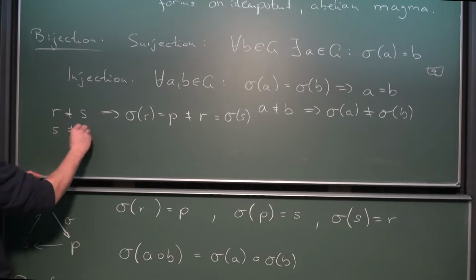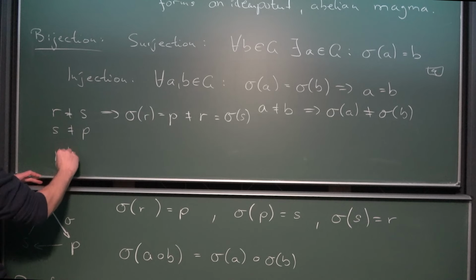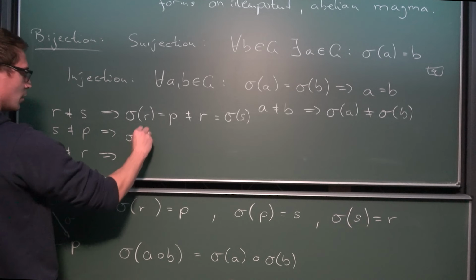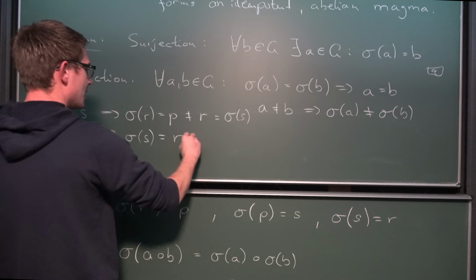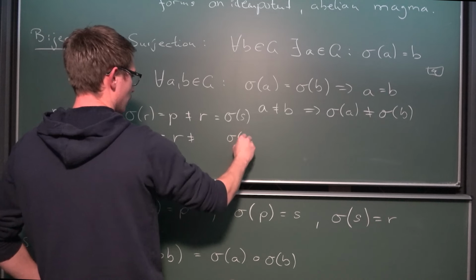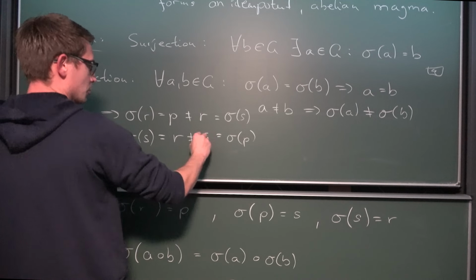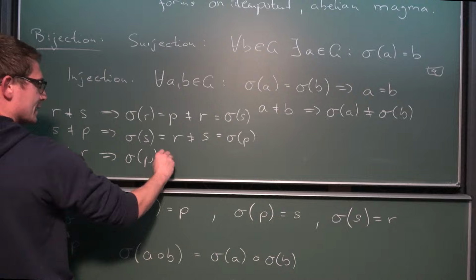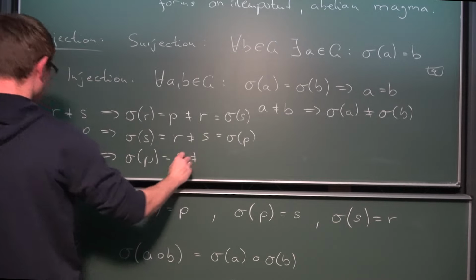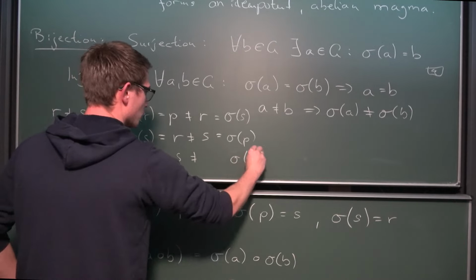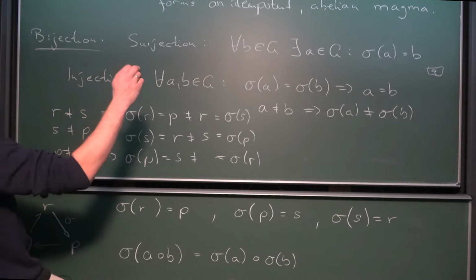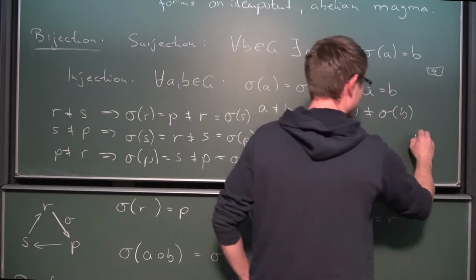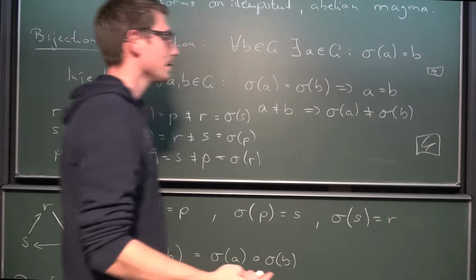So if scissors is not equal to paper and paper not equal to rock, then this does imply in both cases that sigma of scissors is equal to rock. And this is not equal to sigma of paper, where paper is equal to scissors. This also doesn't match up. And if we have sigma of paper, this is equal to scissors. And this is obviously not equal to sigma of rock, which is paper. And hence we have another QED.